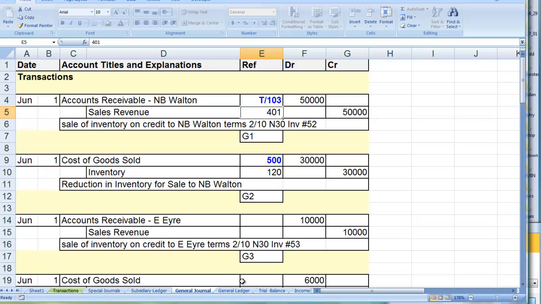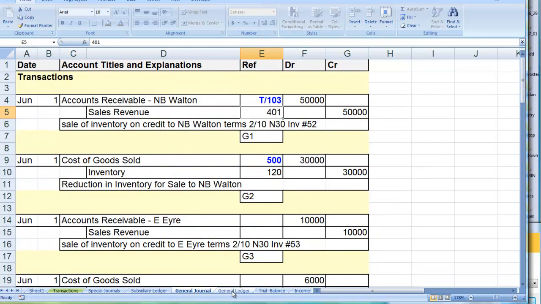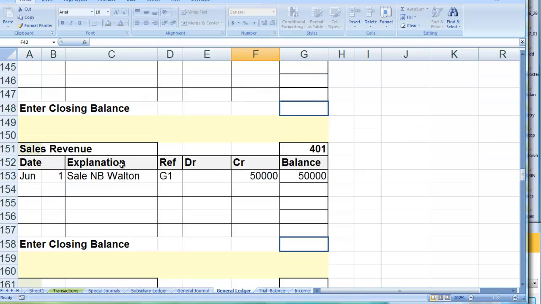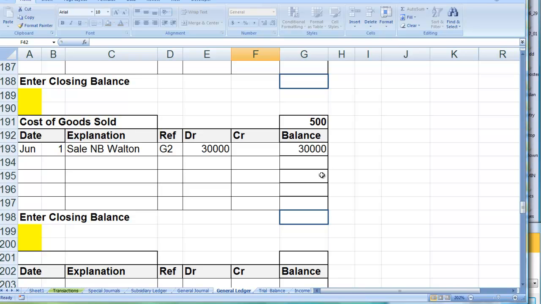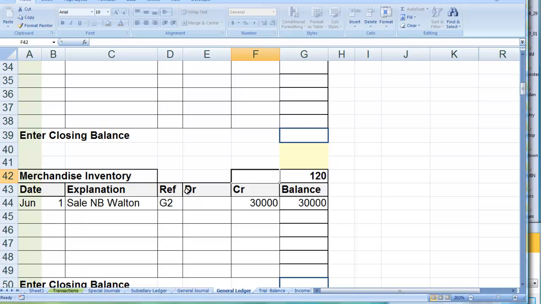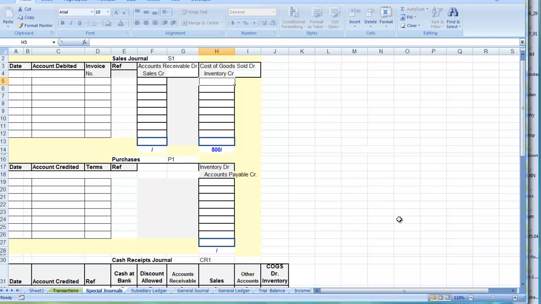Now I guess a few things you would start to see are, A, how long your general journal would be, and then B, how much would be in your accounts receivable general ledger account, sales revenue general ledger account, how much would be in your cost of goods sold general ledger account, and how much would be in your inventory. Let's see what would happen when we use special journals.